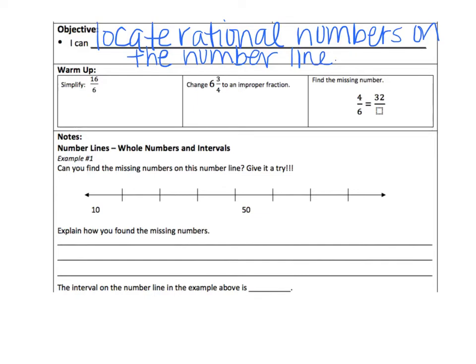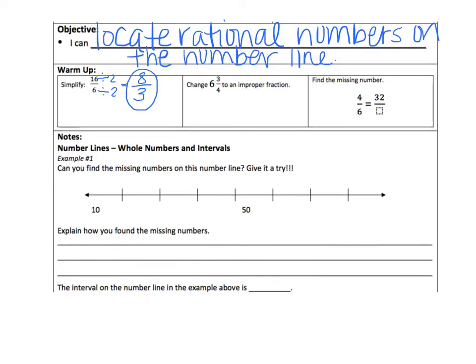So before we start, we're going to warm up a little. The first one says to simplify 16 over 6. Simplify means to break it down as much as possible. So we are going to reduce it, and 2 goes into both of these numbers. So we're going to divide the top and bottom by 2. When we do that, we get 8 over 3. This would be simplified.